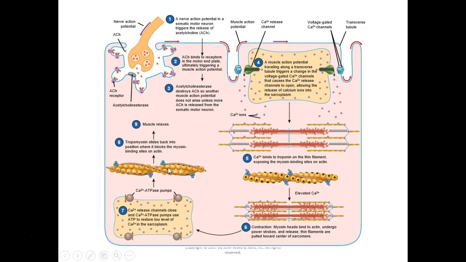Once the calcium is pumped out, the troponin goes back into its normal shape. The tropomyosin then covers the binding sites, and the myosin heads can no longer bind to that actin and cause the sliding filament action to occur. That is when muscle is said to relax.